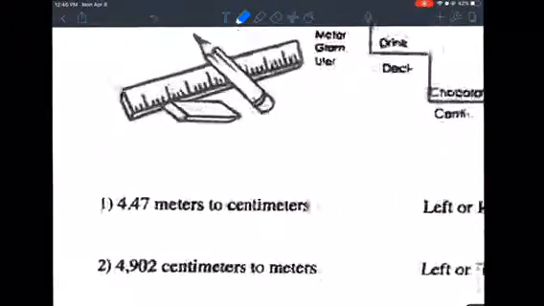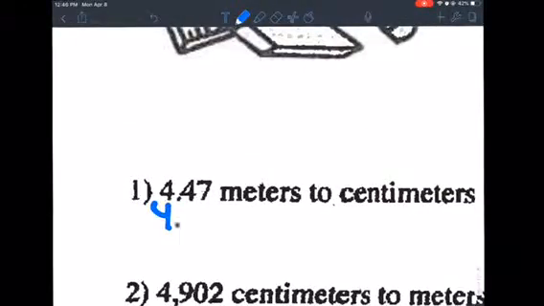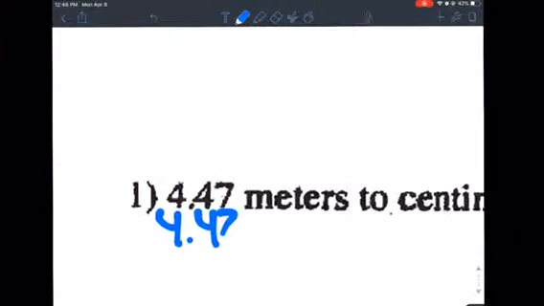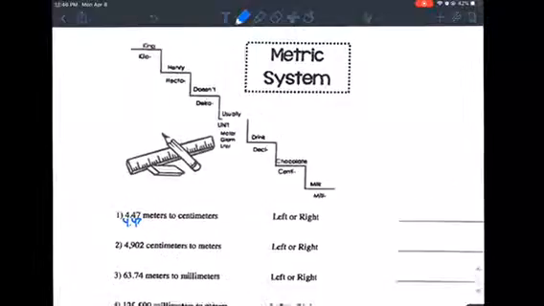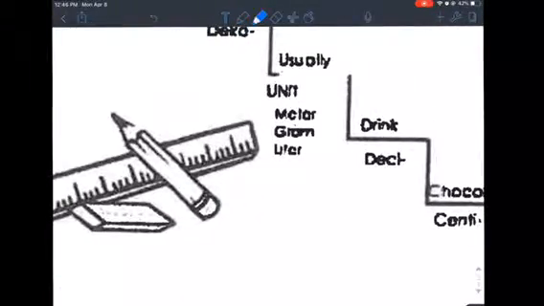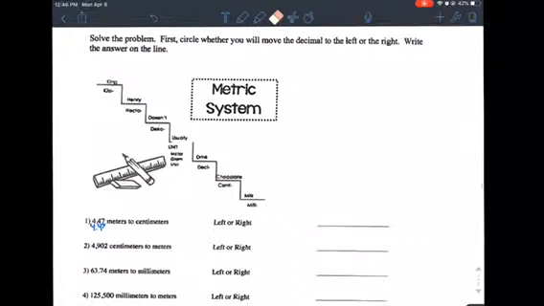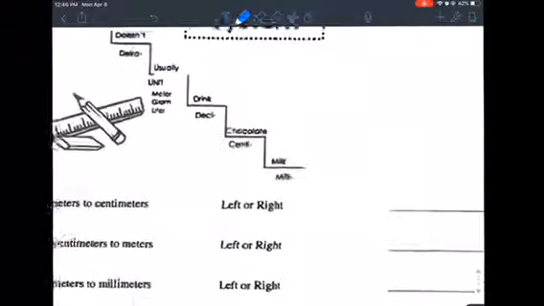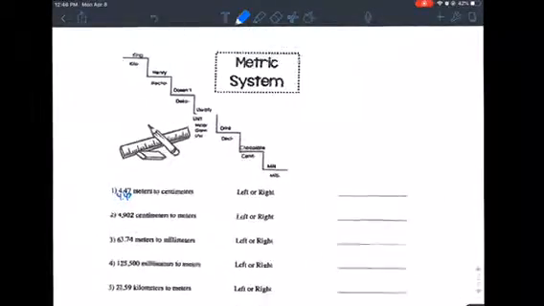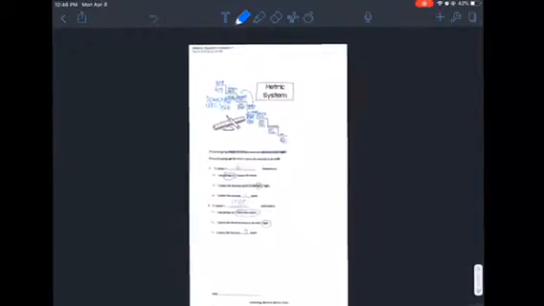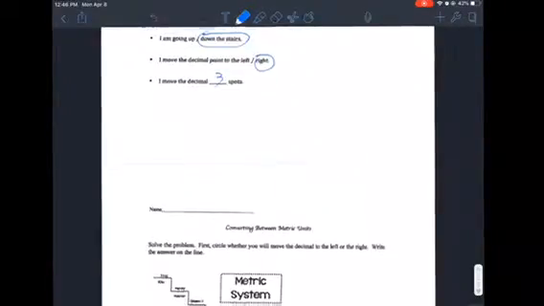So, on this first one, 4.47. So I write 4.47 right under it. You're on meters, you're going to centimeters. Okay? So you're on the middle section, I'll highlight it right here. Now someone tell me, are you going up or down stairs to centimeters? Marcus? Down. Now how many steps, sir? 2. Okay? So Marcus, you told me I'm going down, which the word down means what? To the right. So you're going to circle right.